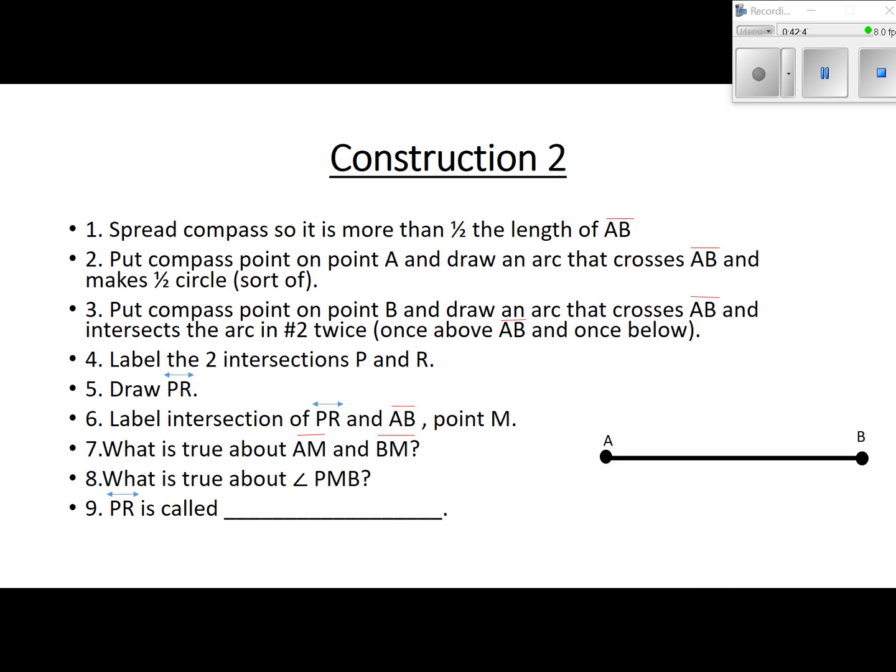Looking at the second one. Flip over on the back. You're going to spread your compass so it's more than half. Is that more than half of my segment? Does everybody agree that that's more than half? So you're going to spread it so it's more than half. Doesn't matter how much more or how much less. Just don't make it so big that it's off the paper. And you're going to draw an arc. Let me read: put the compass on point A and draw an arc that crosses the segment. So you're going to draw an arc like this.